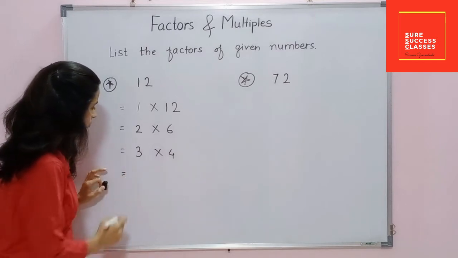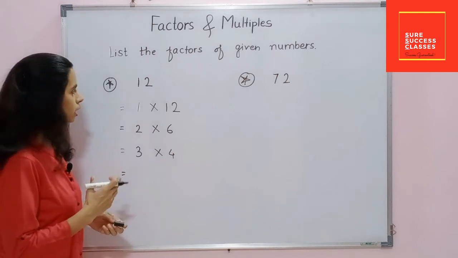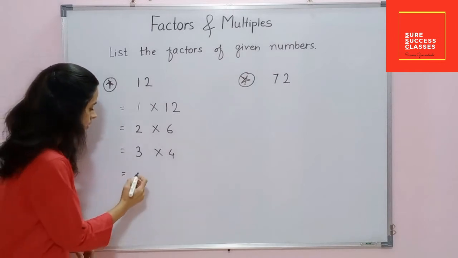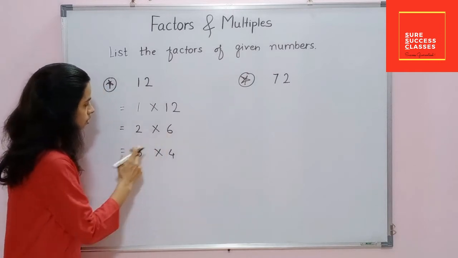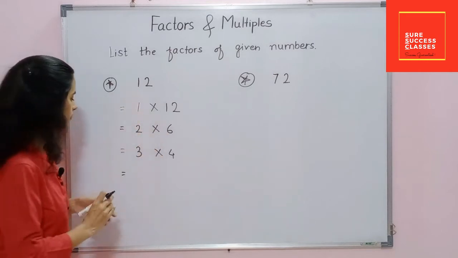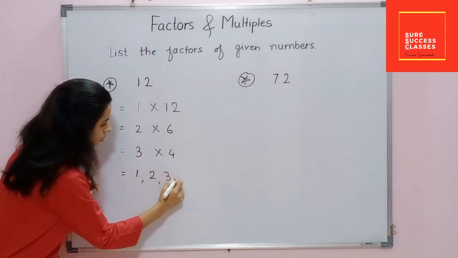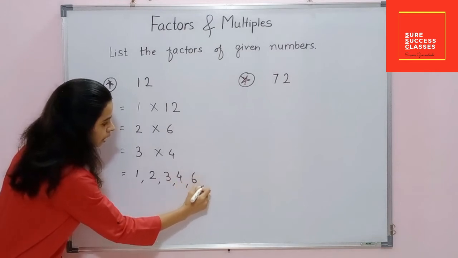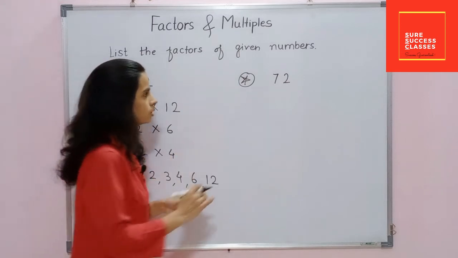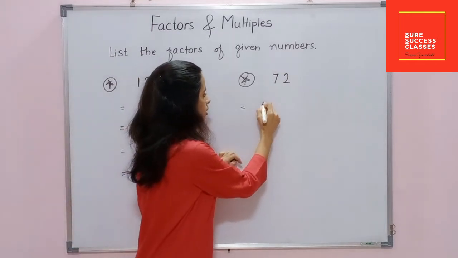Then we will move to 4, but we have already written 4 here. We can't get 12 in the table of 5, means 5 is not a factor of 12. Then in the table of 6 we will get 12, means these are the factors of 12. Factors are 1, 2, 3, 4, 6 and the number itself, that is 12. Then we will move to this one. Here we will start again with number 1.